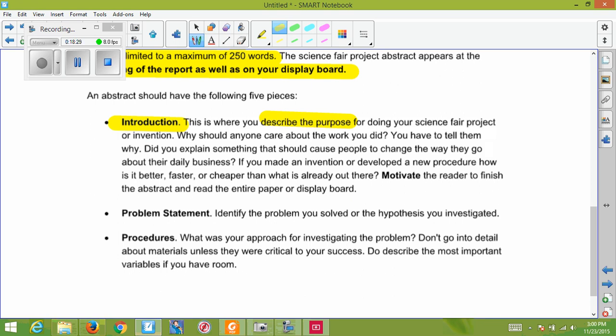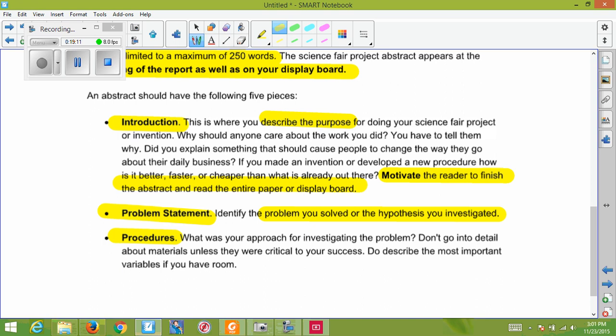Okay? The problem statement. This is the problem you solved or the hypothesis you investigated. Your procedures. What was your approach for investigating the problem? Don't go into detail about materials unless they were very critical to your success. Okay. These are where you describe the most important variables you have if you have room. Then you're going to talk very briefly about your results, and you're going to talk about your conclusions.